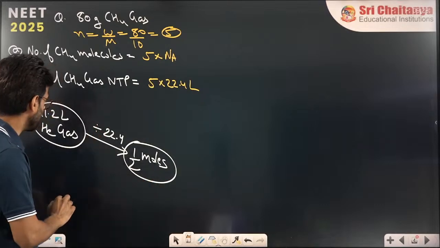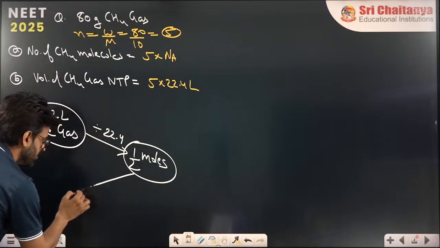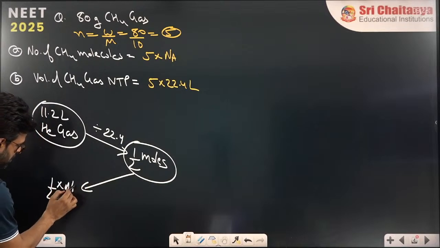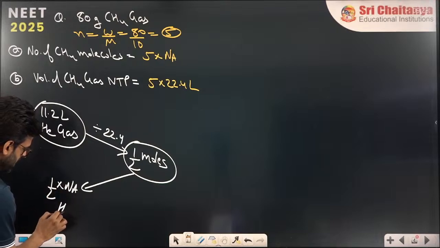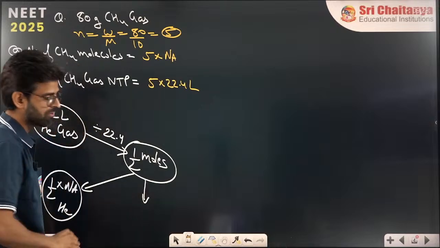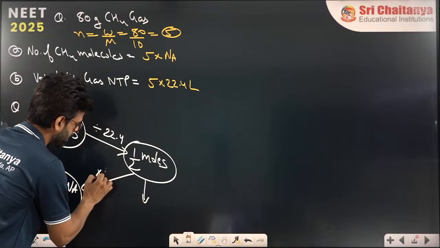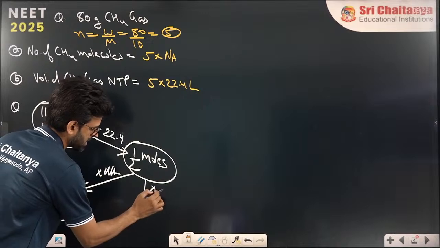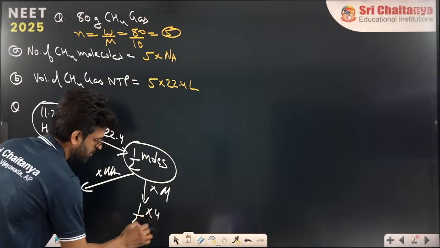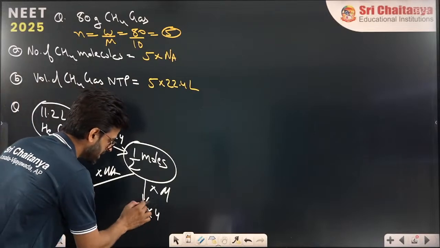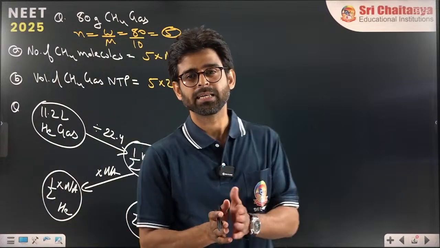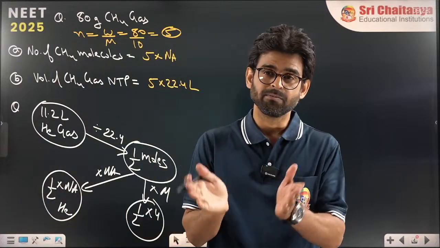Half mole of helium gas means how many molecules? I can say half into Na helium molecules, right? And second thing, if we had to find the weight also, we multiply by the molar mass. What is the molar mass of helium? 4 gram per mole. So how much is coming from here? 2 gram.